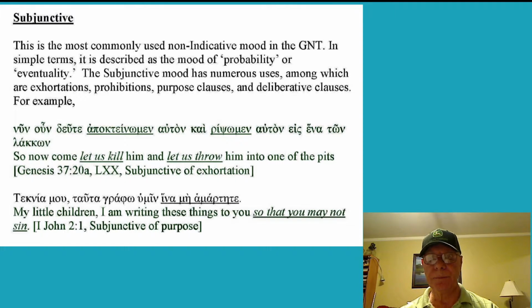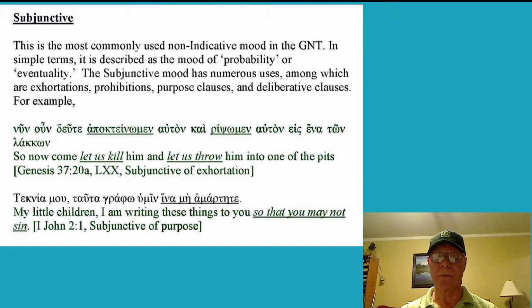Next, we look briefly at examples of verbs used in the subjunctive mood. This is the most commonly used non-indicative mood in the Greek New Testament. In simple terms, it is described as the mood of probability or eventuality. The subjunctive mood has numerous uses, among which are exhortations, prohibitions, purpose clauses, and deliberative clauses.